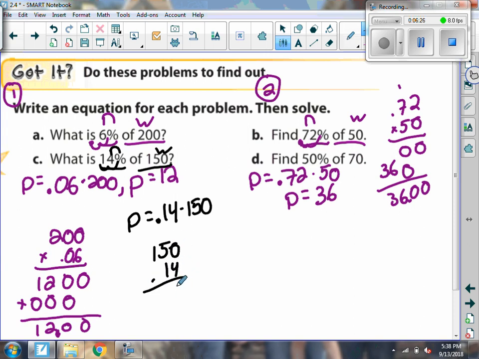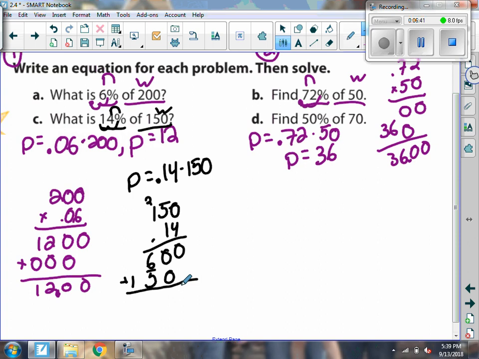4 times 0 is 0. 4 times 5 is 20. 4 times 1 is 4, plus 2 is 6. 1 times 0 is 0. 1 times 5 is 5, and 1 times 1 is 1. So we're going to add. 0 plus 0 is 0. 6 plus 5 is 11, and 1 plus 1 is 2, and I have 2 decimal places. So my answer is going to be P is equal to 21.